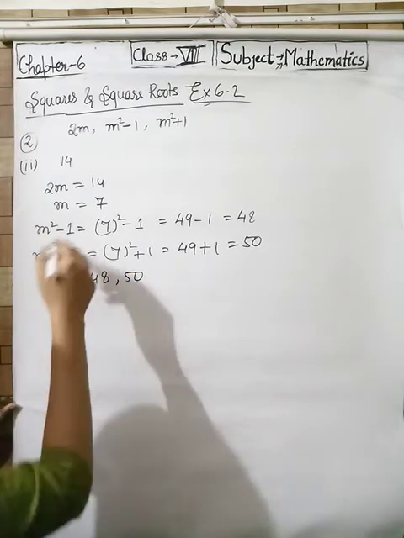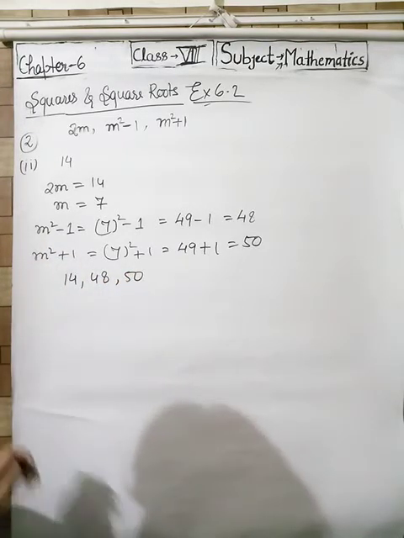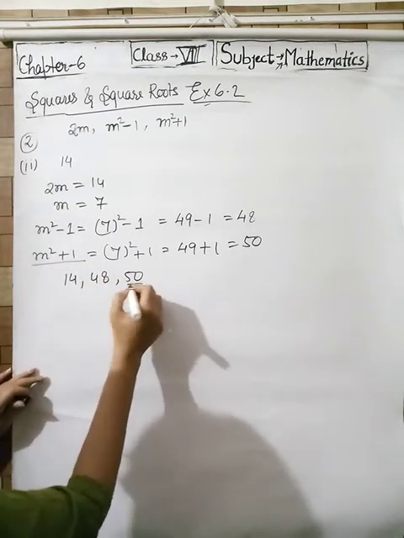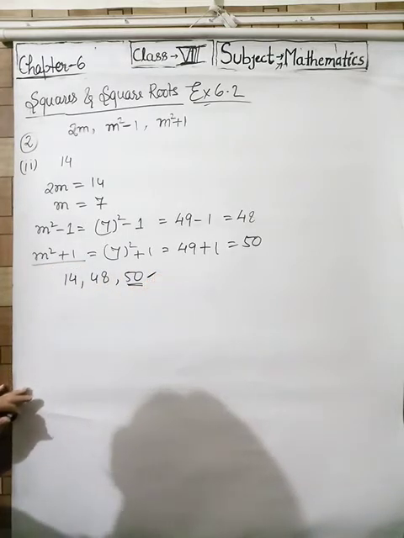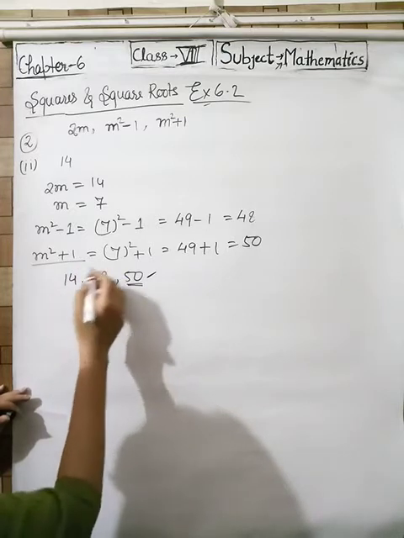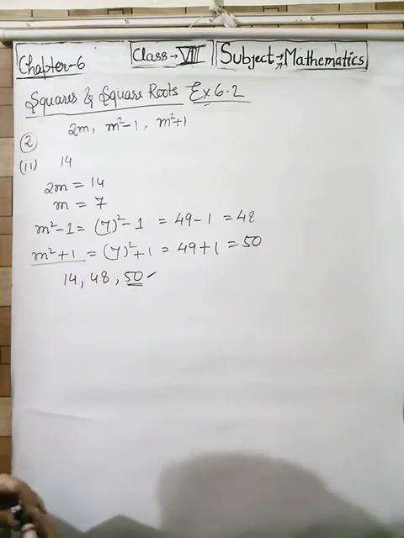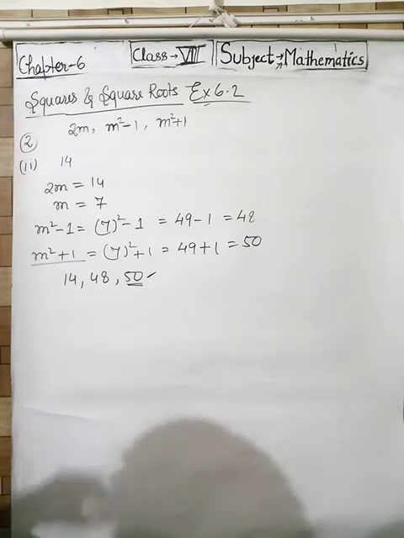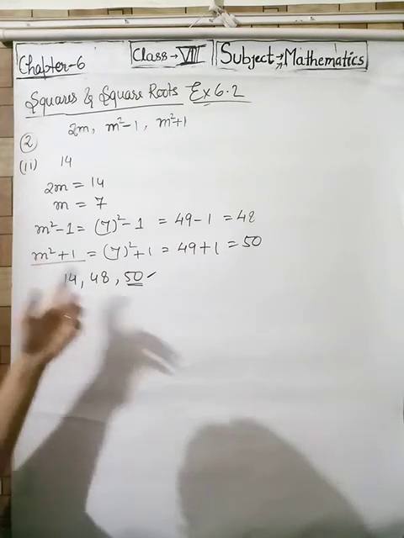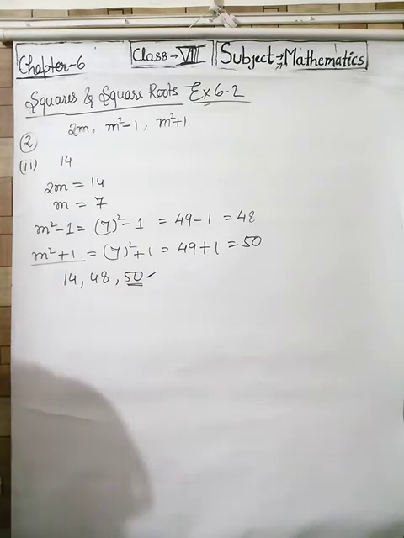From this you observe one thing, that m square plus 1 is the biggest one, that means it is the hypotenuse, and the remaining two can be the altitude and the base. Okay. In a right angle triangle, the hypotenuse is the longest side. So m square plus 1 will be the biggest of the Pythagorean triplet. So try to do the remaining part of question number 2 yourself.